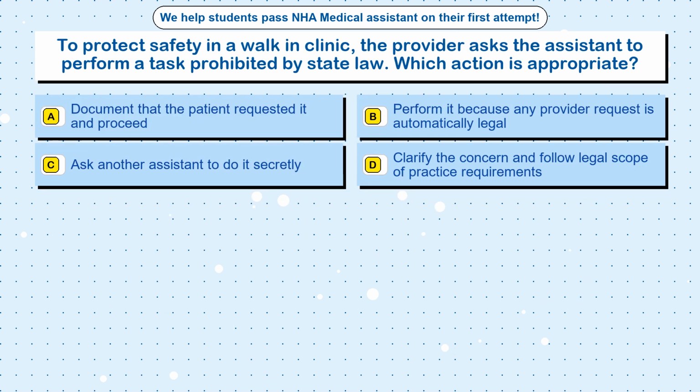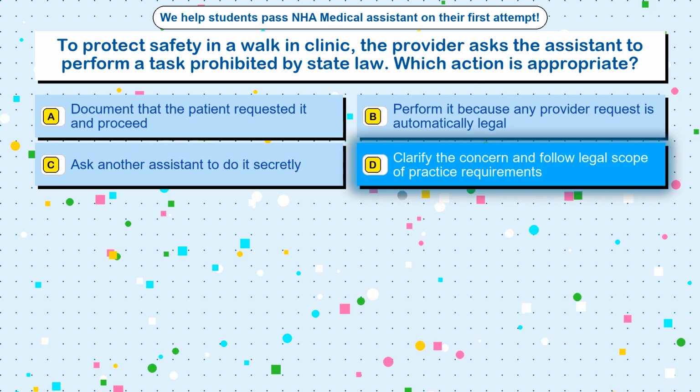Question 19. To protect safety in a walk-in clinic, the provider asks the assistant to perform a task prohibited by state law. Which action is appropriate? Option A. Document that the patient requested it and proceed. Option B. Perform it because any provider request is automatically legal. Option C. Ask another assistant to do it secretly. Option D. Clarify the concern and follow legal scope of practice requirements. The correct answer is option D.